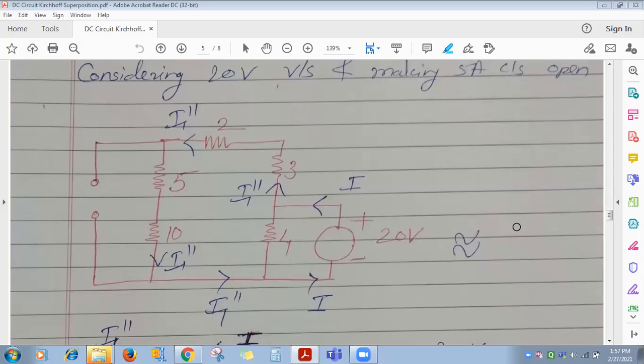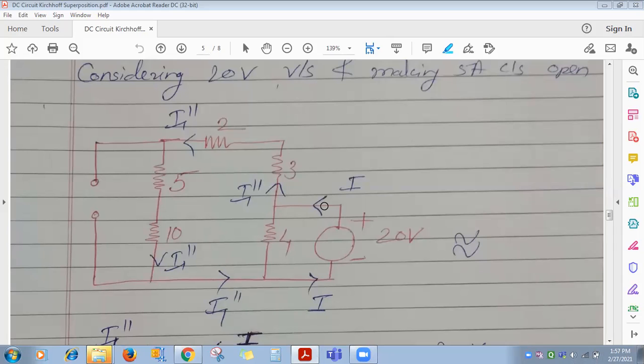Ma'am, will the current not go through the 4 ohm? It will go, but we have not shown it, because we are not interested in the current flowing through 4 ohm.